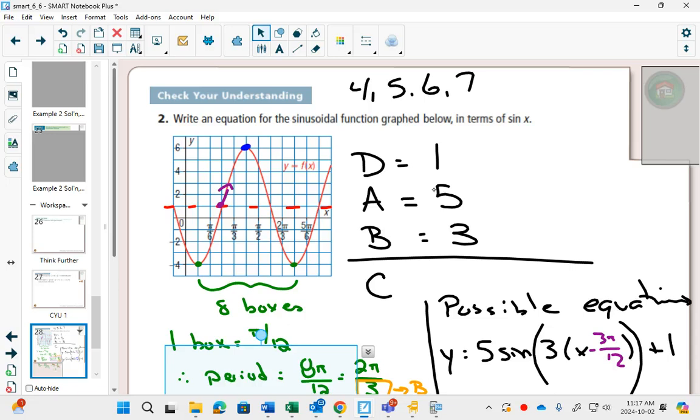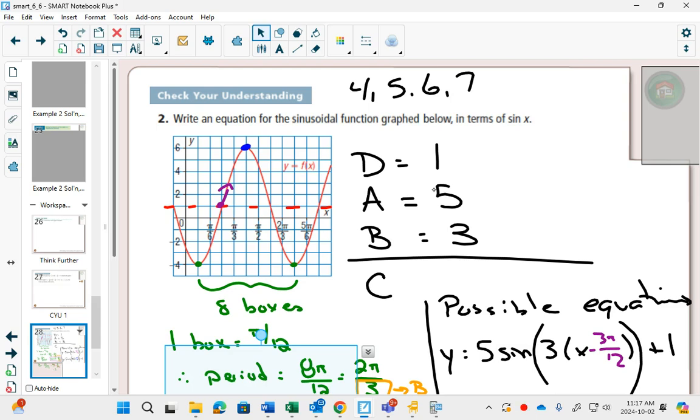You can double check if you got the right D value because your amplitude should be the same distance to the top as it is to the bottom. So I count 5 squares up and 5 squares down. So my amplitude is 5. I double check that my scale is going by ones, and it is, so my amplitude is 5.